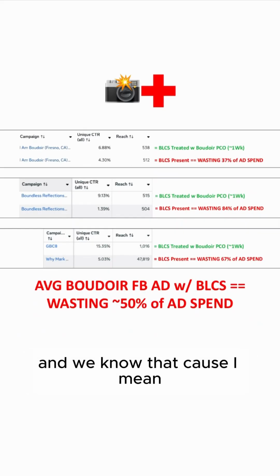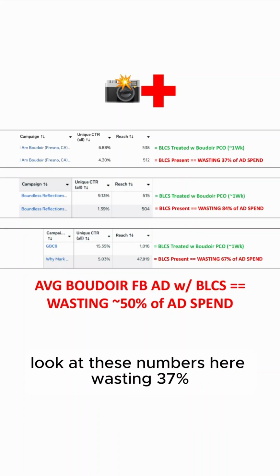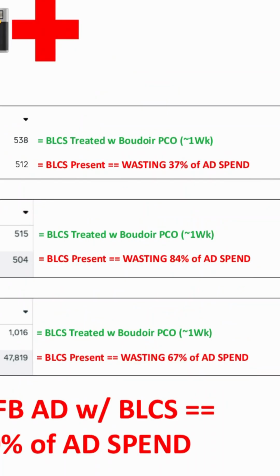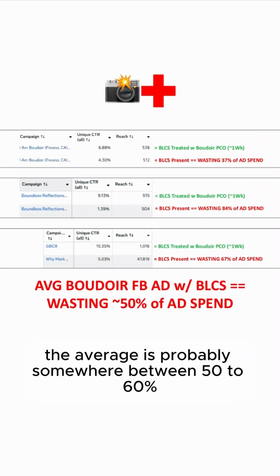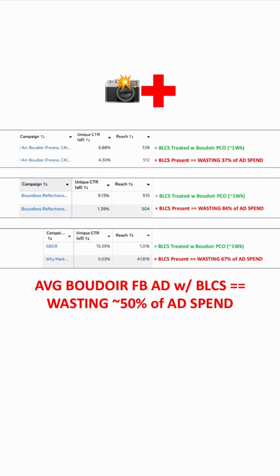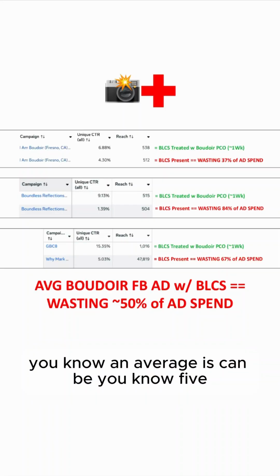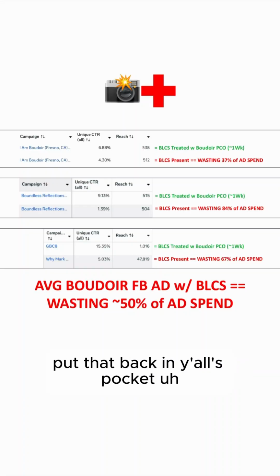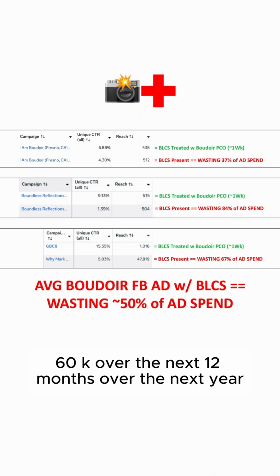And we know that because, dude, just look at these numbers here. Wasting 37%, wasting 84%, wasting 67%. Average these numbers out, the average is probably somewhere between 50 to 60%. So if they're spending 10 grand a month on Boudoir Facebook ads, on average, it's going to be five out of 10 Ks being wasted every single month. And we can eliminate that, put that back in y'all's pocket, approximately 60K over the next 12 months, over the next year.